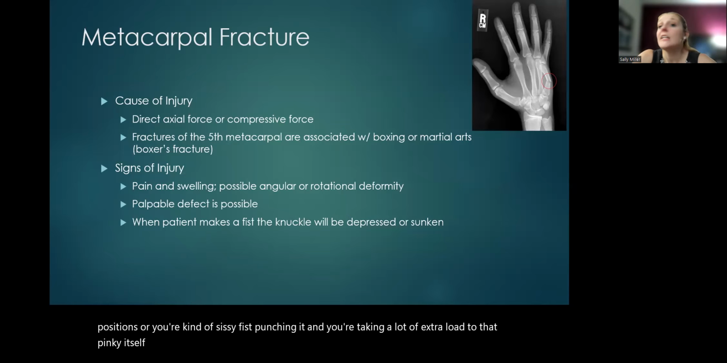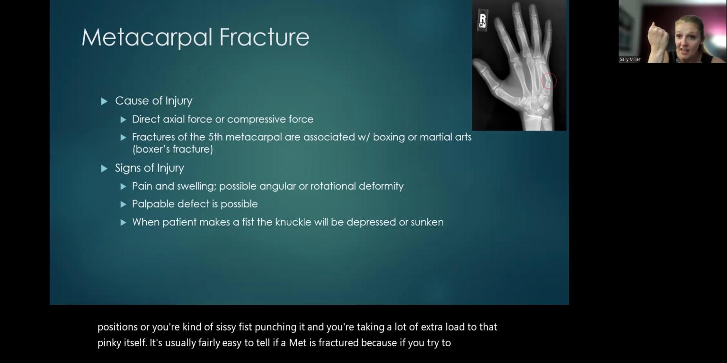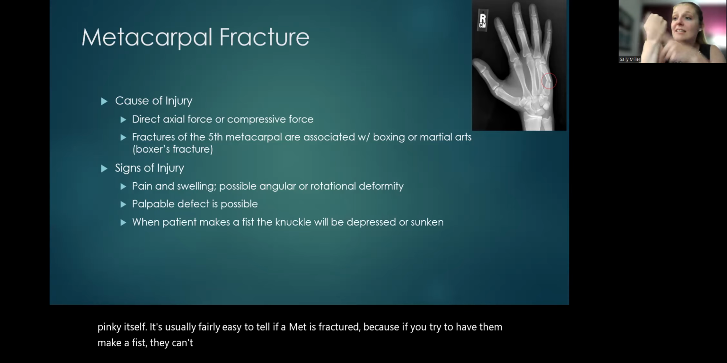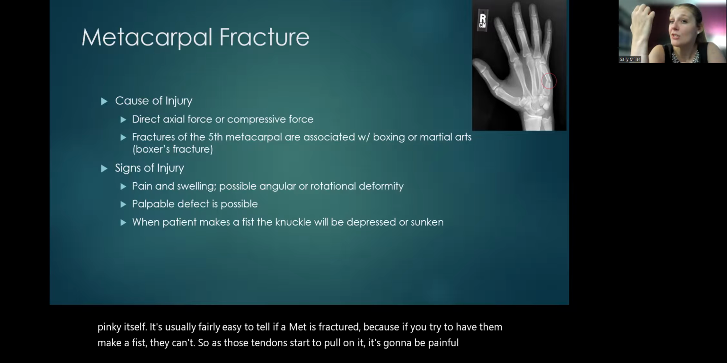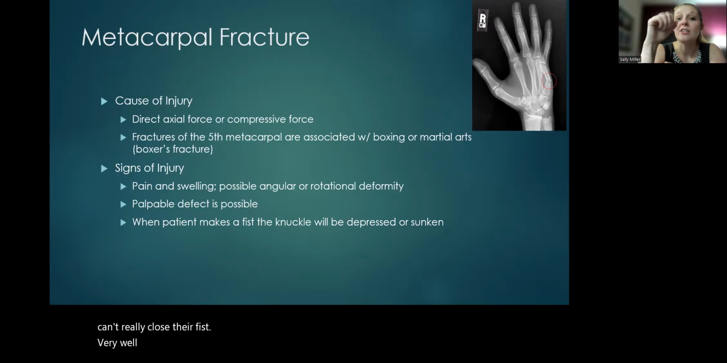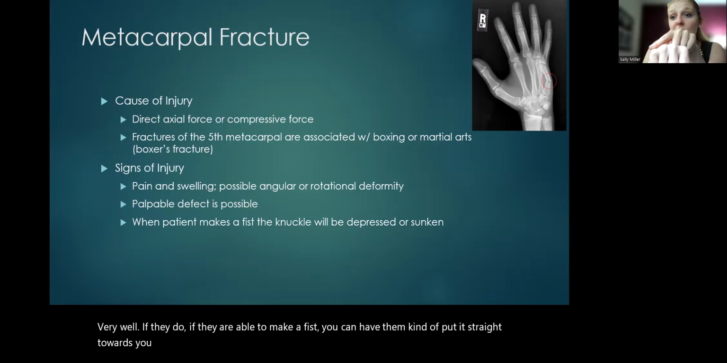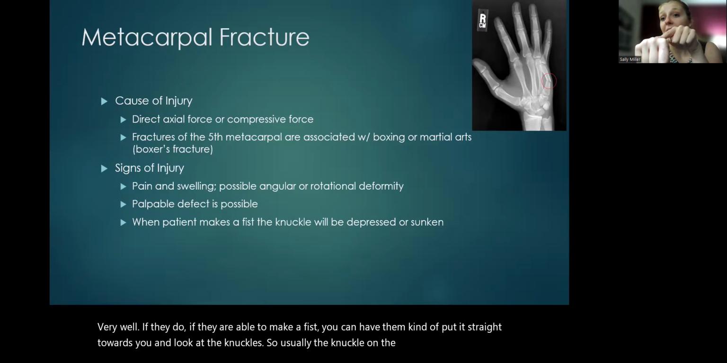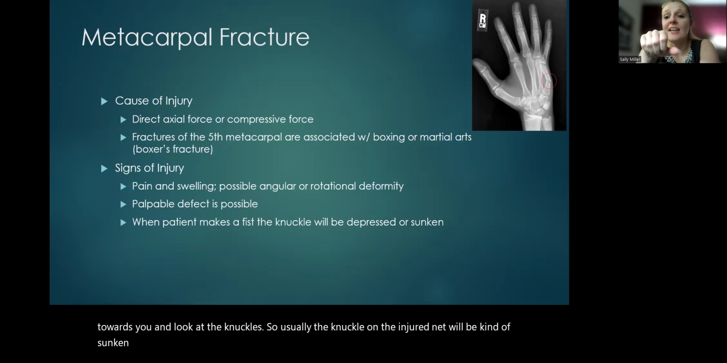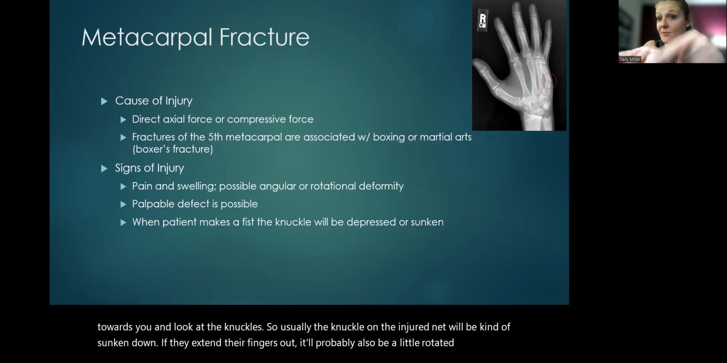It's usually fairly easy to tell if a met is fractured because if you try to have them make a fist, they can't. So as those tendons start to pull on it, it's going to be painful. So they just can't really close their fist very well. If they are able to make a fist, you can have them put it straight towards you and look at the knuckles. So usually the knuckle on the injured met will be kind of sunken down. If they extend their fingers out, it'll probably also be a little rotated on that side that it's fractured.